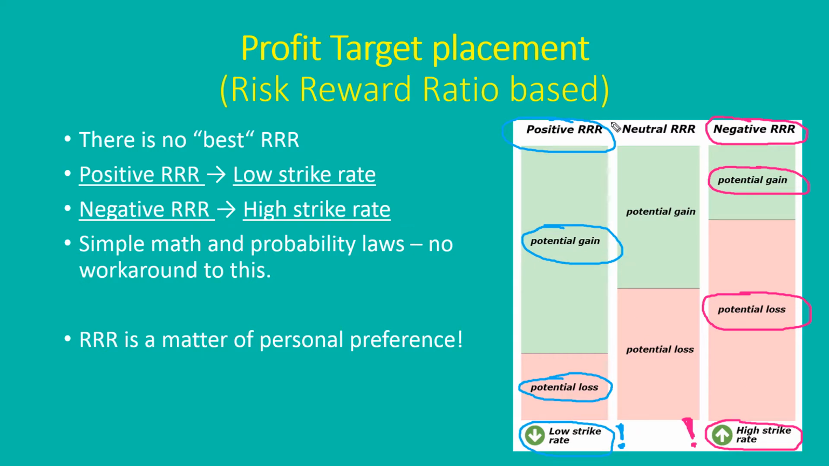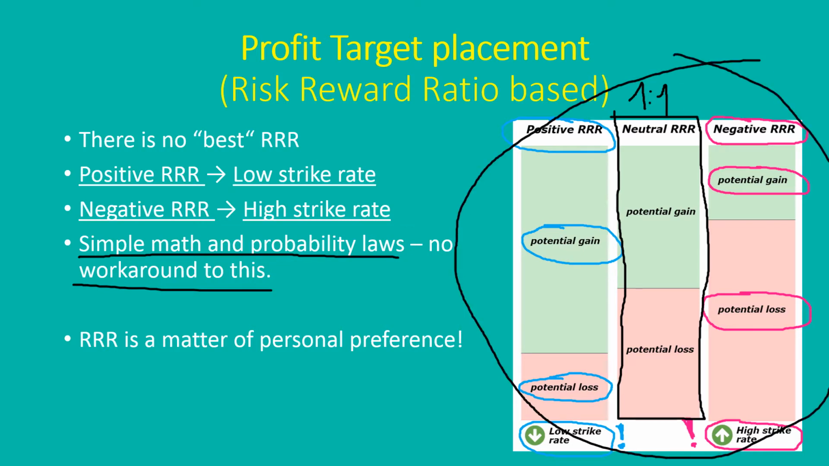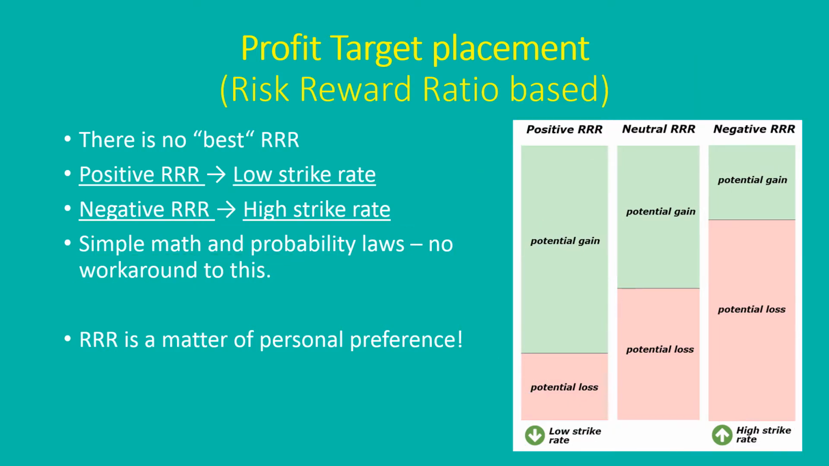I personally like this neutral risk-reward ratio, which is risk-reward ratio 1, where potential gain is more or less the same as potential loss. This is what personally suits me best. Now you really need to be aware that this is simple math and probability laws. There's no workaround to this. This is just math, this is how it works.